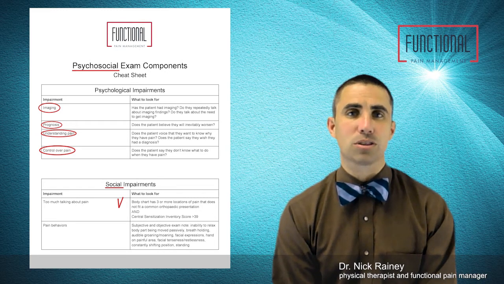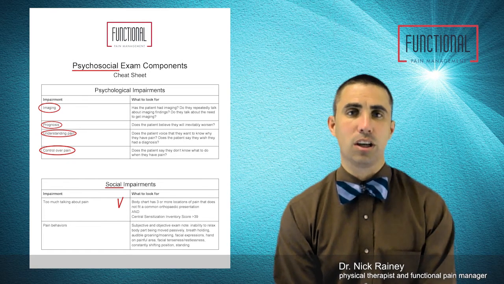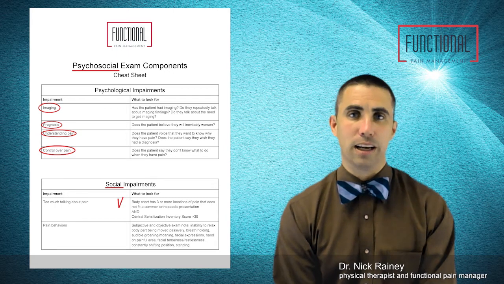People should fill out the central sensitization inventory A if they have 3 areas of pain that are not a common orthopedic presentation. On the FPM intake, it just asks if the person has at least 3 areas of pain. We are not asking them to identify if their condition is a common orthopedic presentation.